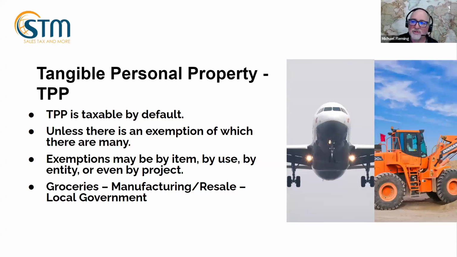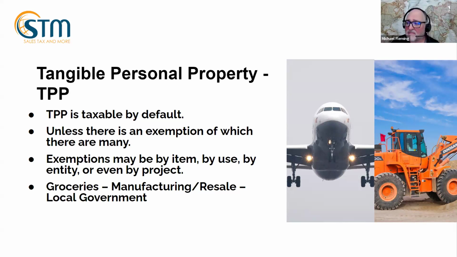Now, tangible personal property by default is taxable unless there's an exemption, and there are many exemptions. Exemptions can be by item, for example, groceries we just talked about. If something's exempt by item, you don't need an exemption certificate to buy it tax-free. It's exempt for everyone. Exemptions can be by use. We have manufacturing, if something's used or consumed in the manufacturing process. If something is being purchased for resale, those are examples of exemptions by use.